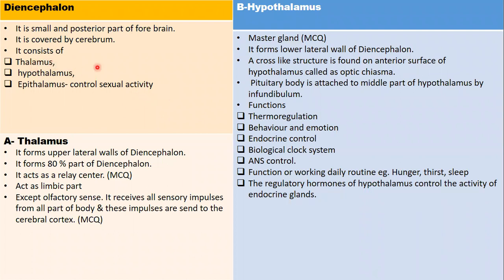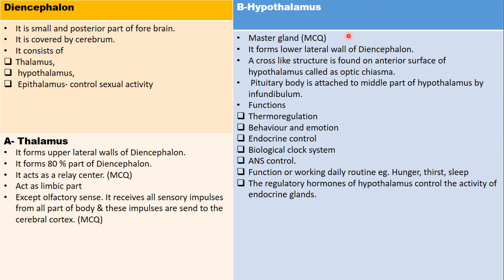Now, what are the thalamus and hypothalamus? Just study superficially. The thalamus is the upper lateral wall of the diencephalon. The thalamus forms 80% of the diencephalon, a point we have already studied in our 12th standard, that it acts as the relay center, as the limbic part except for the olfactory senses. It receives all the sensory impulses from all parts of the body and the impulses are sent to the cerebral cortex. So you need to learn only this, that it is a relay center.